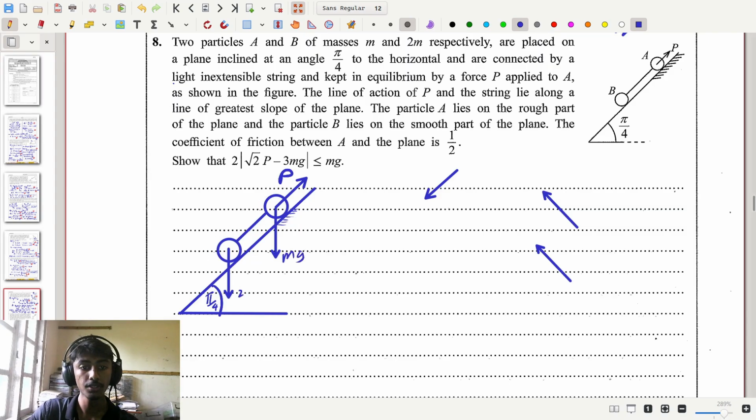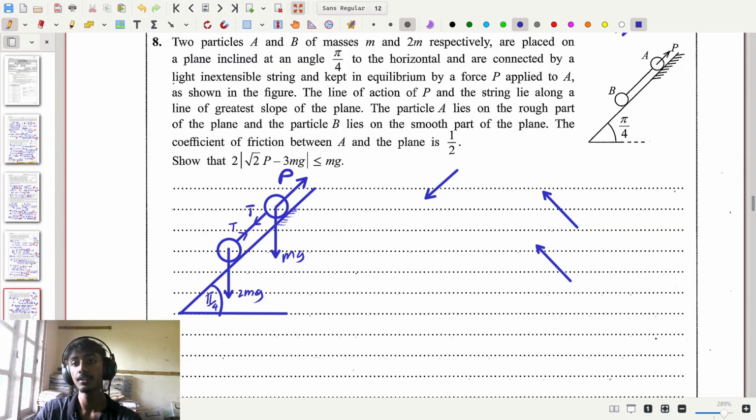here as 2mg. Now after this, since our string must be taut in between these two particles, there can be a force of T in between the two particles of tension. So therefore, I'll mark the tension up the slope on the particle B as T like this, and down the slope on the particle A as again T like this.